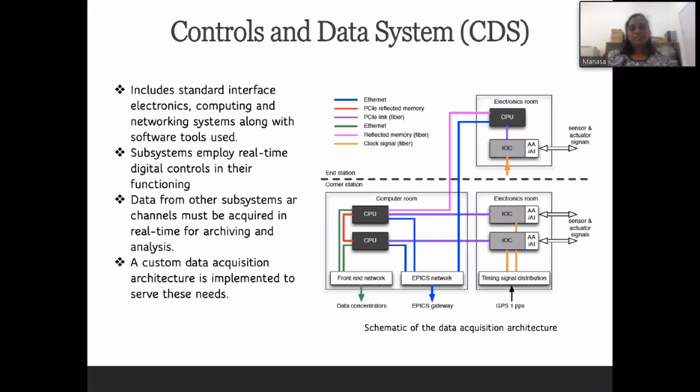So the controls and data system. This subsystem is one of the most important, because all the other subsystems are in vacuum, and they have to be enabled with real-time digital controls. The CDS includes standard interface electronics, computing, network, and all software tools that enable us to do real-time digital controls for the interferometer itself. And for LIGO, this data acquisition architecture is a custom-built one, because LIGO is the only one that uses this kind of architecture.